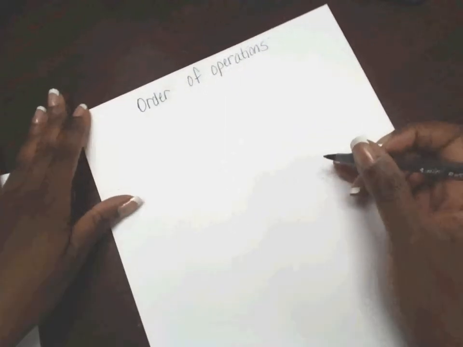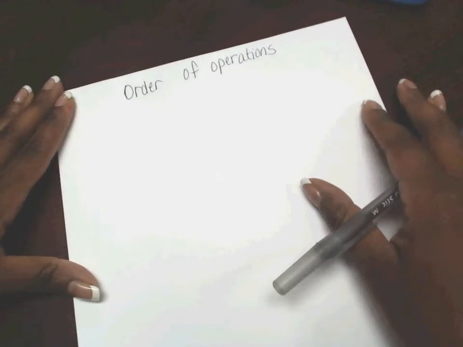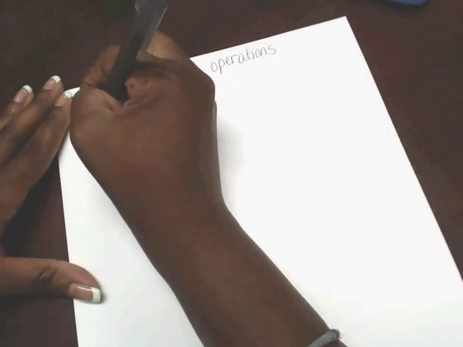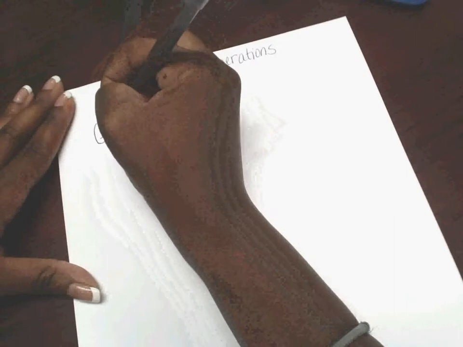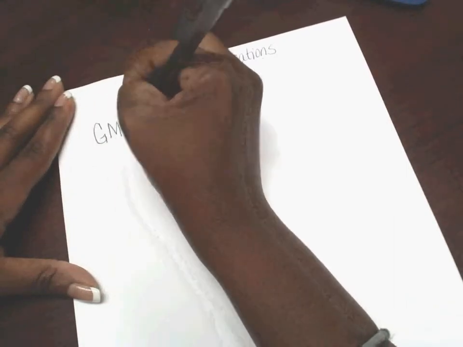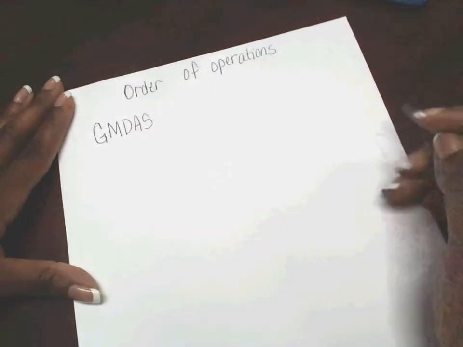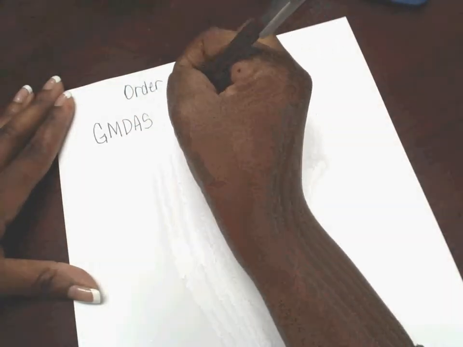Today we're talking about order of operations and the proper order to do problems if you see multiple steps or multiple operations in a problem. Many of you have probably heard of PEMDAS, but we are going to look at what's called GEMDAS. Okay? GEMDAS. GEMDAS is groups.